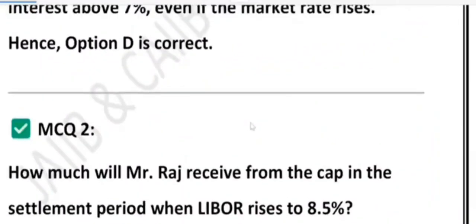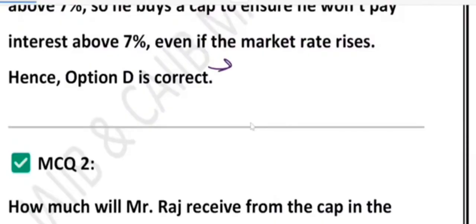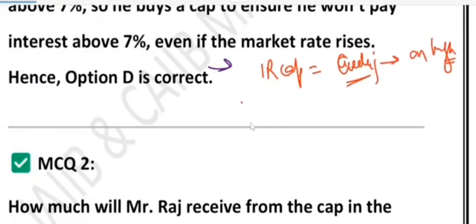So let's summarize what we came to know in this particular question. Friends, we talked about the interest rate cap. It is a kind of ceiling on how high an interest rate payment can go. In the case of Mr. Raj, you can see he has a floating rate loan. Interest rate moves with LIBOR. He wants to avoid paying more than 7%, so he buys a cap at 7%. If LIBOR goes to 8.5%, he still pays only 7% and the cap seller pays the rest.